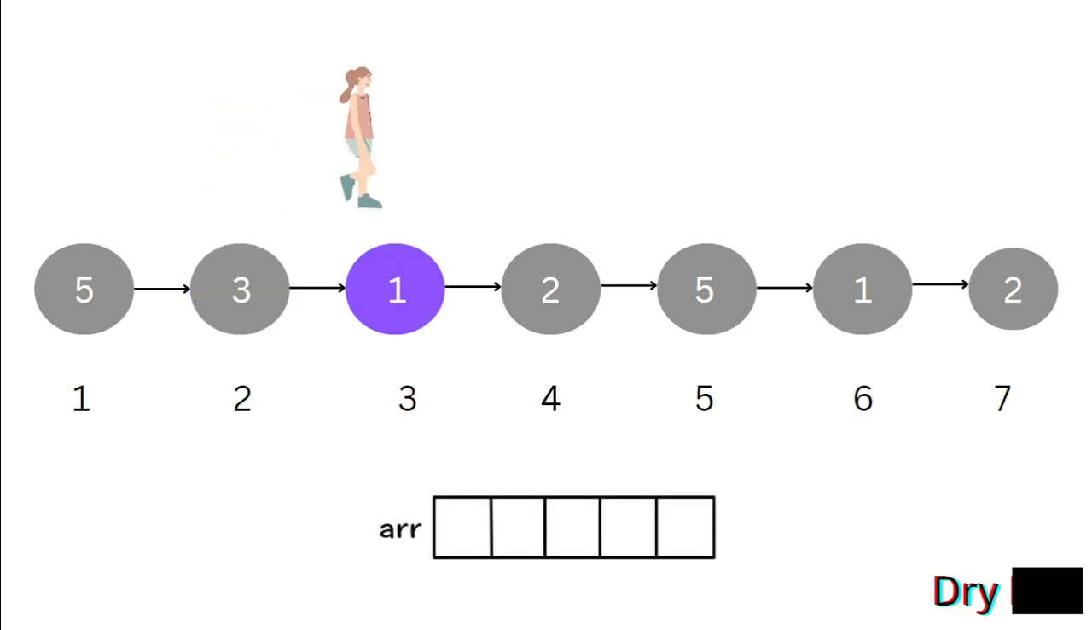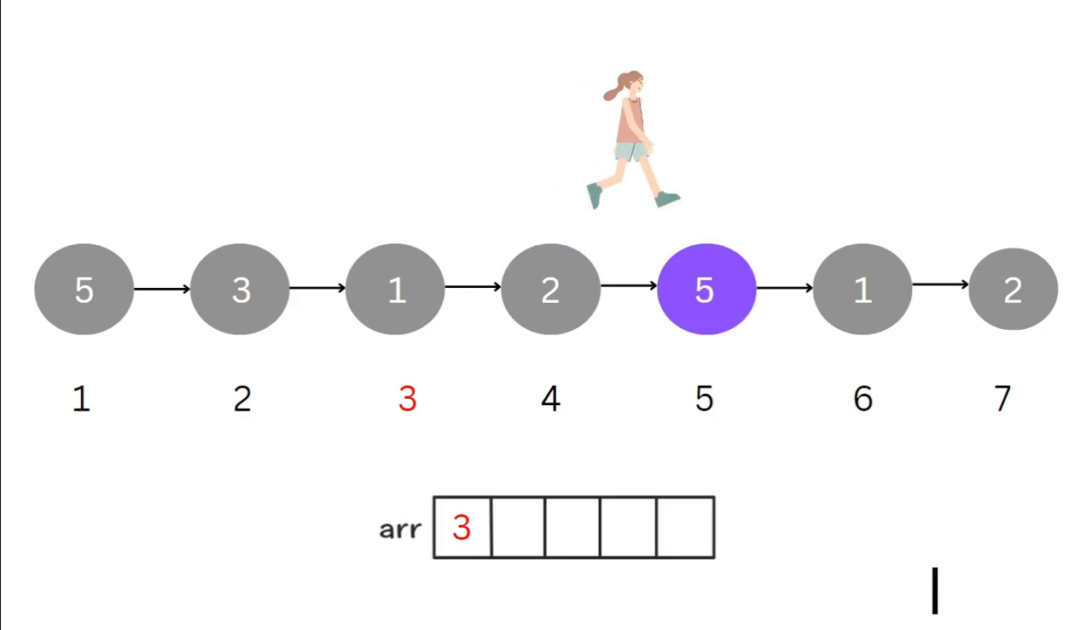So I move to the next index, which is 1. I'm considering its neighbors, 3 and 2. 3 is greater than 1 and 2 is also greater than 1. So I can say this comes under local minima because it's strictly smaller than its neighbors. So I take this index, which is 3, and put it in my array. Now I move to the next index, which is 2, and I'm considering its neighbors, which are 1 and 5. 1 is smaller than 2, 5 is greater than 2. So I can't consider this one as a critical point.